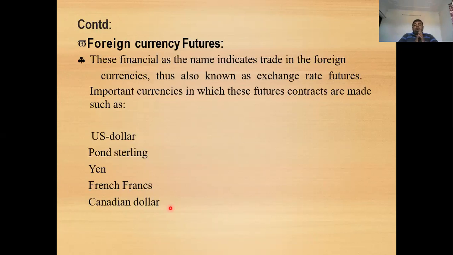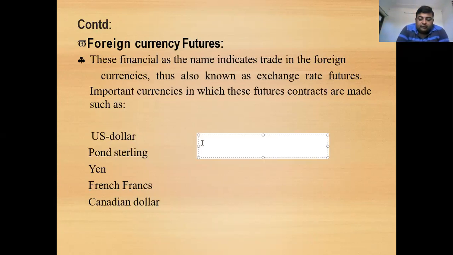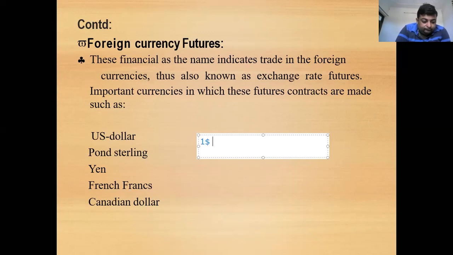If we take the example of the US dollar, for example, I have entered into a future contract to buy $1 at the rate of INR 62 after 3 months. This is one type of future I have entered into, that is the currency rate or foreign currency future. This is the thing after 3 months.